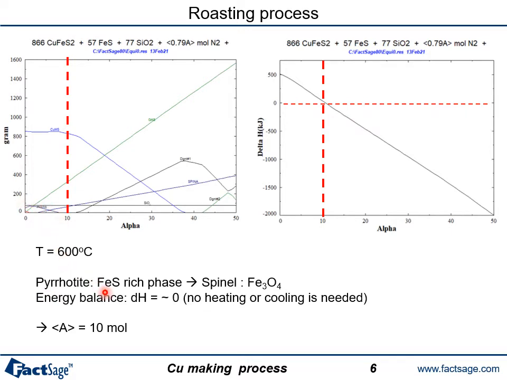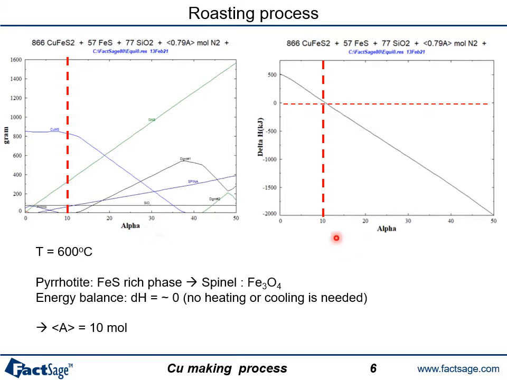And as you can see in this calculation, the pyrrhotite is converted to the spinel phase, Fe3O4, by reacting with the oxygen. And then once you pass around 11 or 12 moles of air, you can start to also reduce the Cu2S phase, and then it starts to actually form the digenite, and further increases the spinel phase.